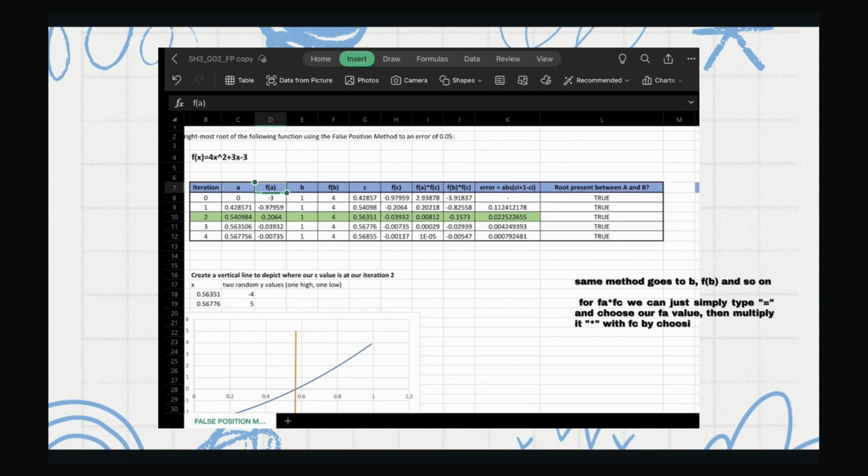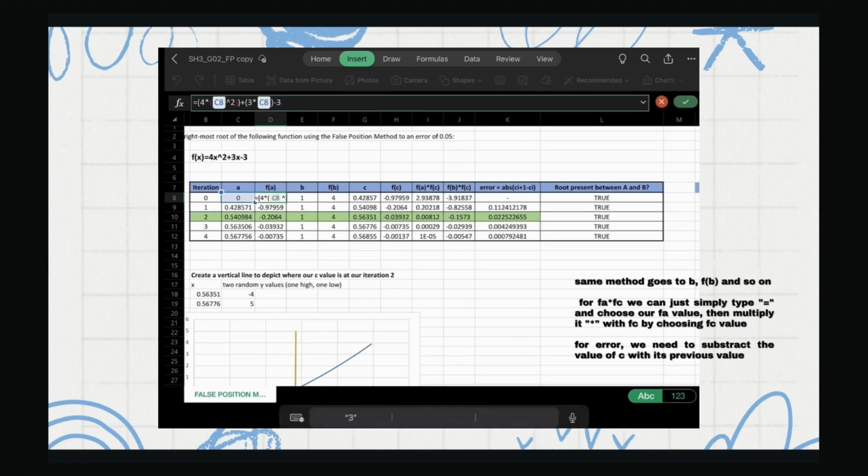So how can we find fa? Fa is basically just substituting the value of a inside the function f(x) equals 4x squared plus 3x minus 3. So how do we make it easier? We can do the function just like this up here.